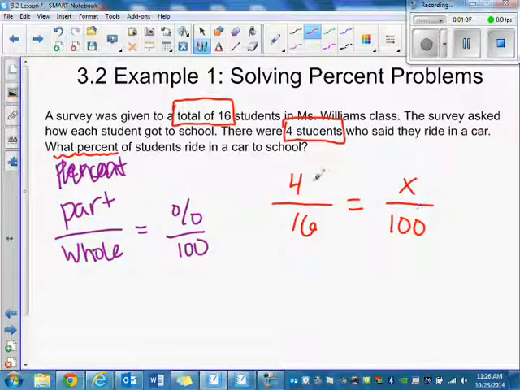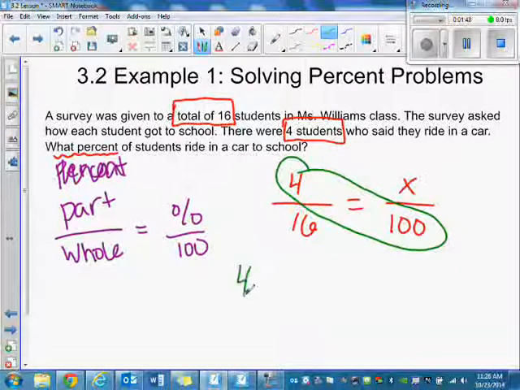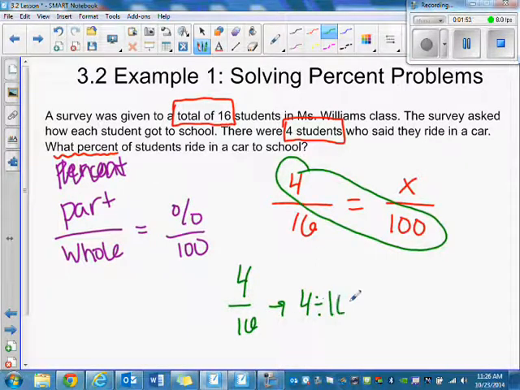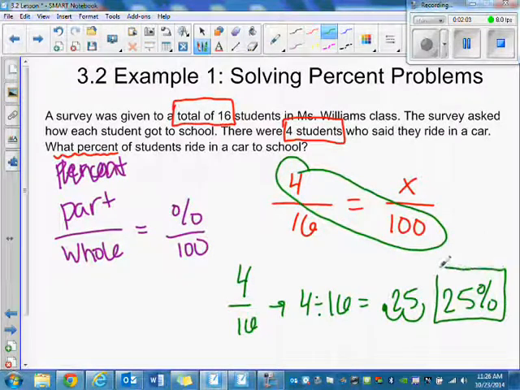Then I would solve this. There are different ways to solve this. You could do 4 times 100 divided by 16, so we're cross multiplying here. Also, many of you know to find a percent, if I have 4 out of 16, I divide the top by the bottom. You're going to get 0.25. Move the decimal twice. You get 25, and it's 25%. If you would have done it this way, you would have automatically come up with 25.